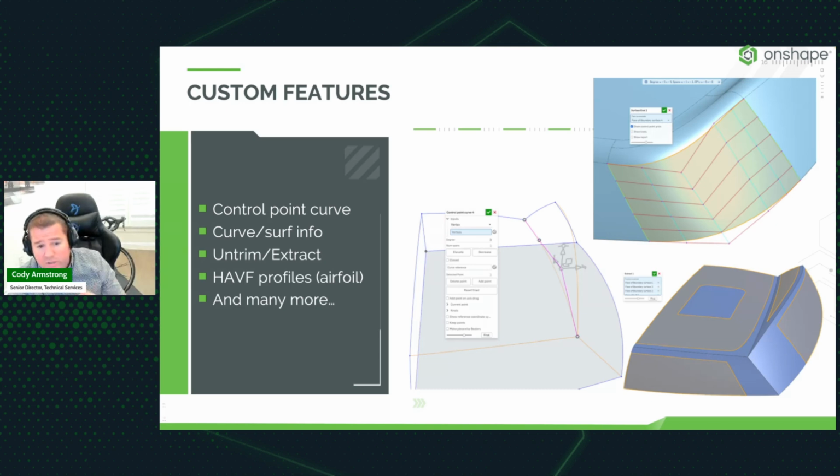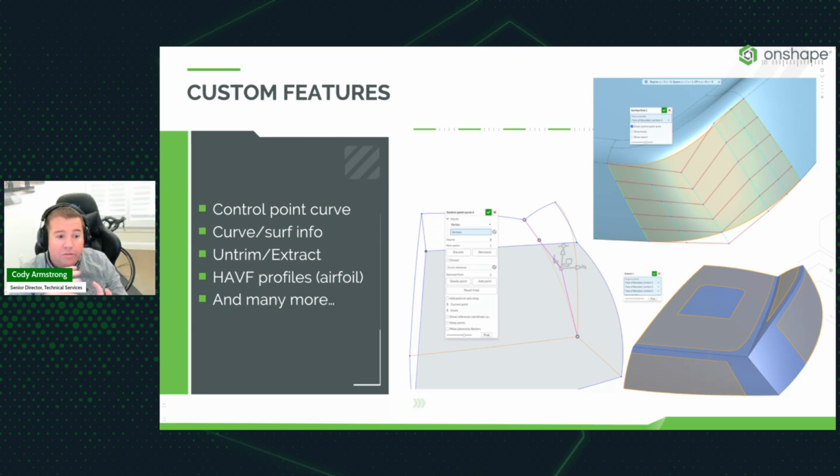There's also custom features that will tell you information around your surface. Surface eval is a custom feature that's publicly available. And you can just select a face and it will tell you the UV span, the number of control points, really helpful information for diagnosing a surface and analyzing it. There's also features for untrim, extract, airfoil shapes, many custom features that tie into it.